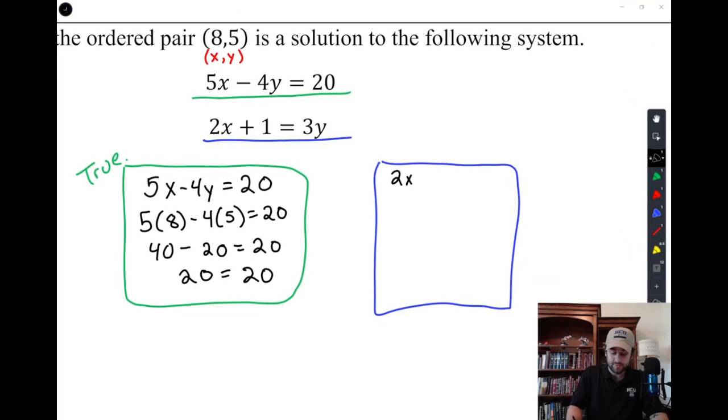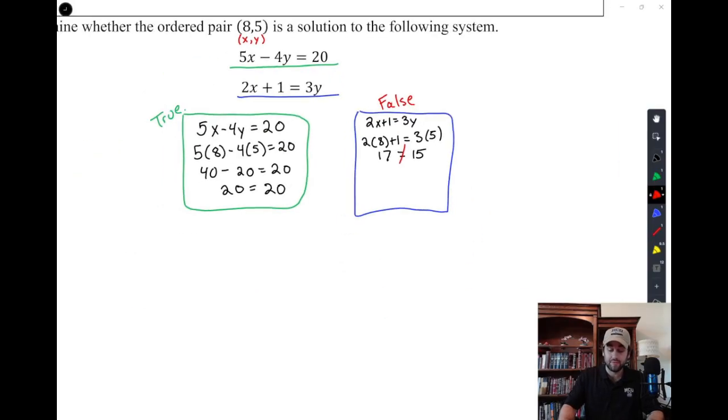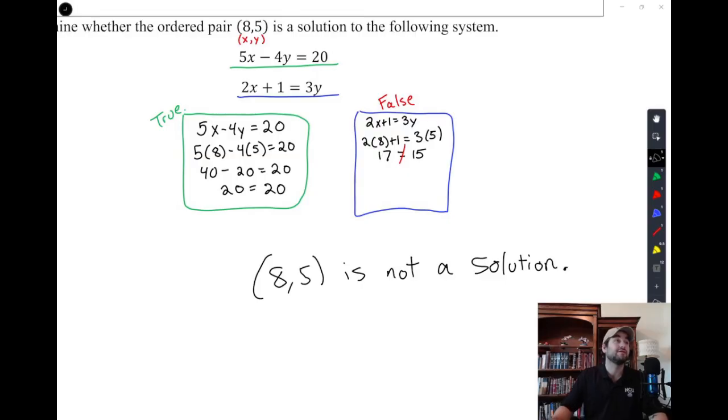So we'll say 2x plus 1 equals 3y, which means 2 times 8 plus 1 equals 3 times y, or 5, which means 17 is equal to 15. And is that true? That is not true. 17 does not equal 15. That's false. And therefore, 8 comma 5 is not a solution. They would have both had to be true, like in the first green equation, for it to be a solution.